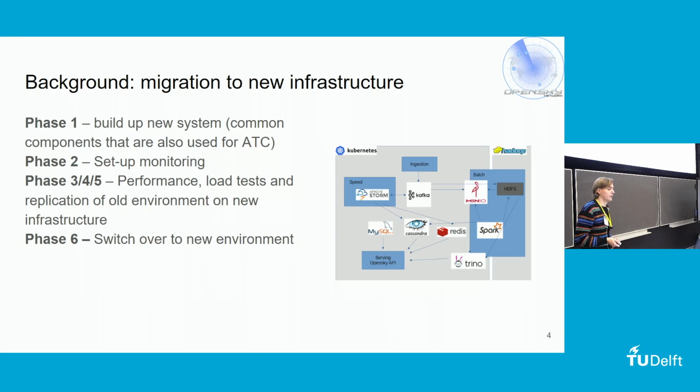So we chose a phased approach. To start with, build up a new system with common components with the voice recordings, because that was the new feature for us, and we thought, okay, we'll put all the new stuff onto the new infrastructure. Secondly, set up the monitoring. Phases 3, 4, and 5 are to do performance load tests and replication of the old environment in the new infrastructure. So we pretty much take the old software components, put them on the new infrastructure and see if it works. And then in phase 6, we will switch over and start on the new infrastructure.